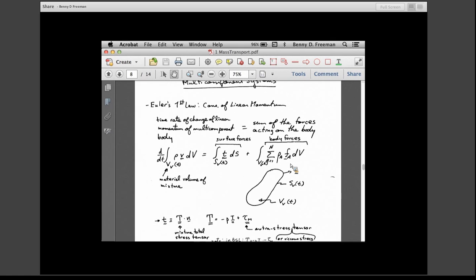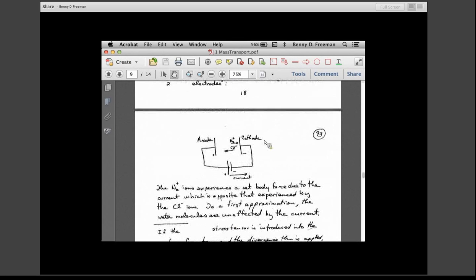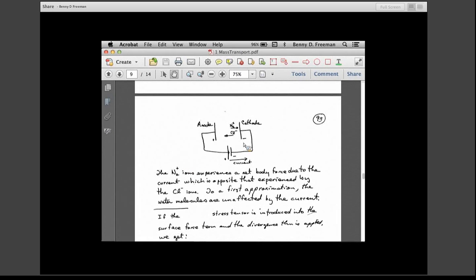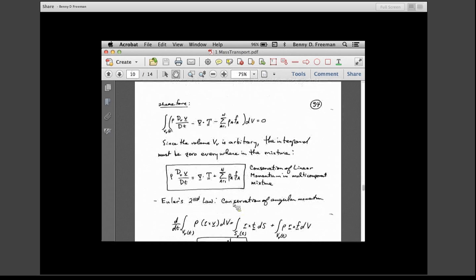In this term, pressure and shearing forces are included in the surface term. And again, I won't belabor this, but we can write the forces that are acting on the surface in terms of the stress tensor. There's an example in here of sodium and chloride in an aqueous solution migrating in an electric field. We can basically apply the same methodology that we used in the mass balance to derive an equation for the conservation of linear momentum. And the result is shown here.